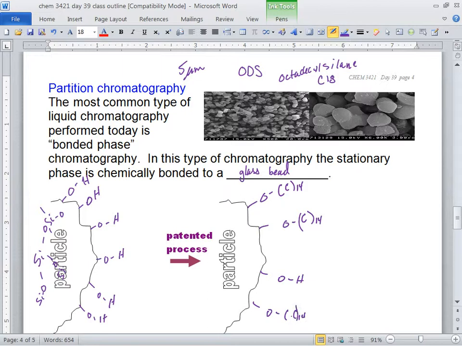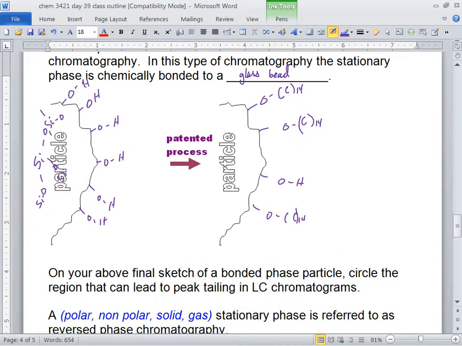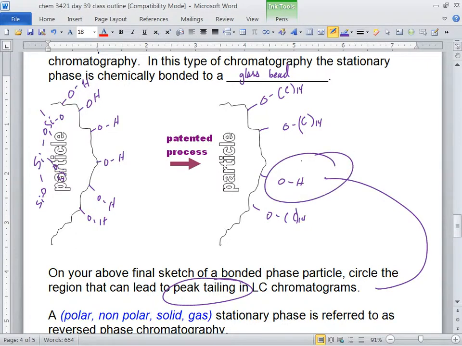Okay, so they try to coat this entire particle with these long chains, or whatever you want to coat it with. C18. And it's really CH2, CH2, CH2, and then your last C is CH3. But they can't cover them all. So this is what ends up causing peak tailing: these uncovered hydroxyls.